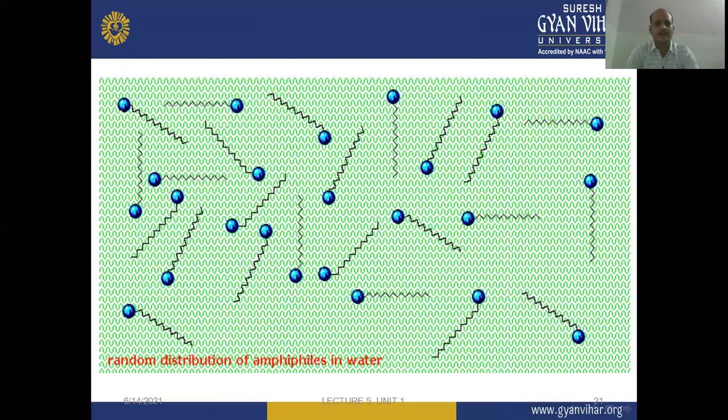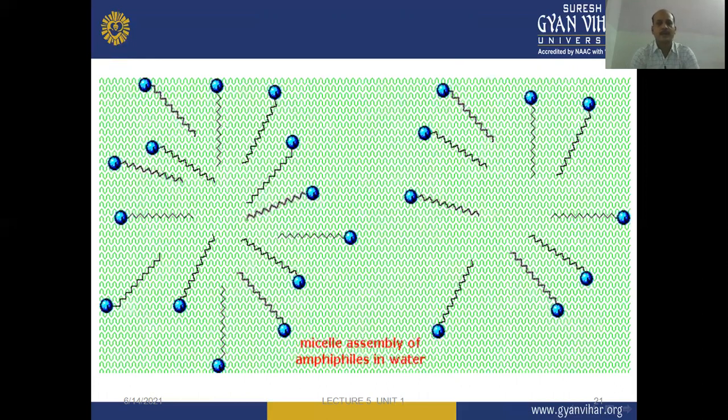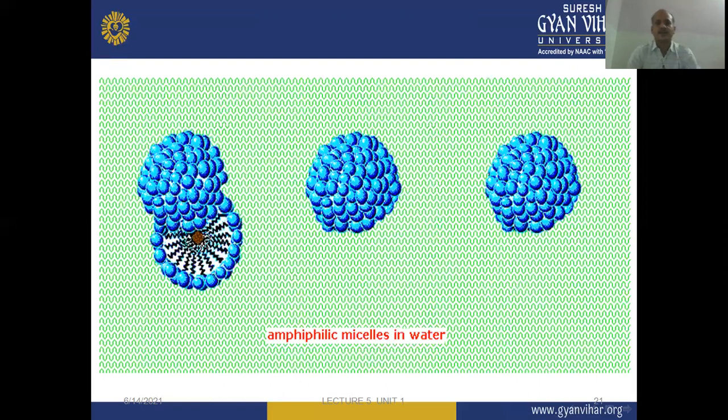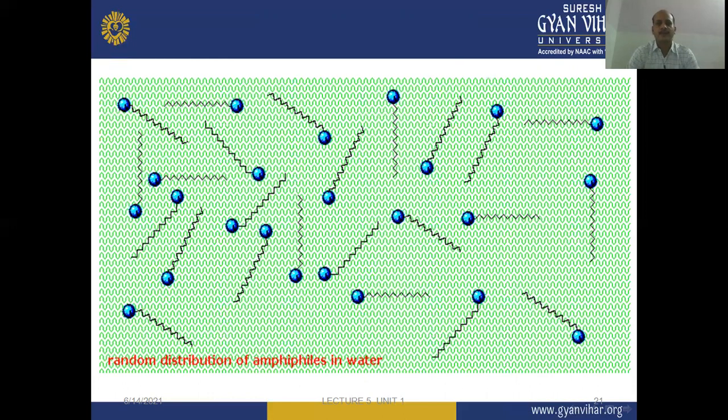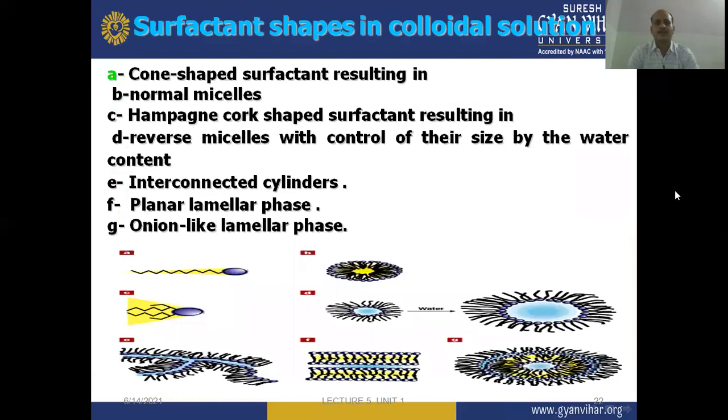So this is the random distribution of surfactant molecules in the water. You can see the hydrophilic part as well as the hydrophobic part of the surfactant molecules. After random distribution, if more surfactant is added, they can aggregate and form different types of micelles. So this is the random distribution, and after it, they can convert into a specific type of structure which is known as micelles.